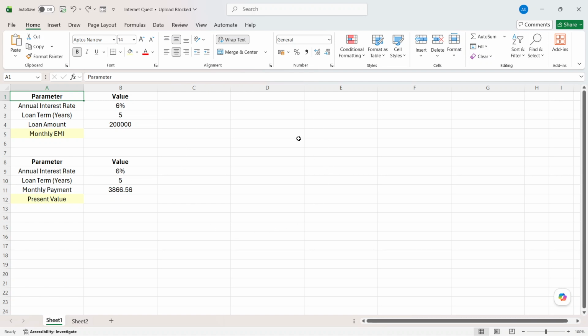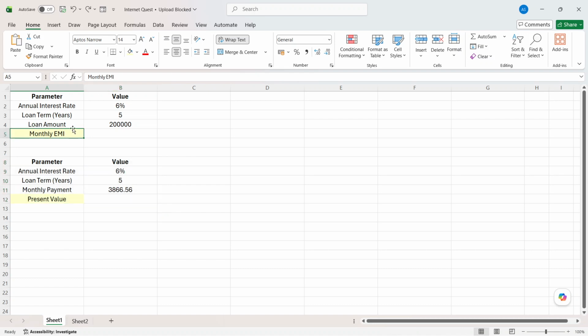Once it's open, prepare your sample data. In this example, the values for the EMI calculation are placed in cells A1 through B5, and the values for the present value calculation are placed in cells A8 through B12. Setting up your worksheet clearly like this makes the formulas easier to follow and helps avoid mistakes when referencing cells.